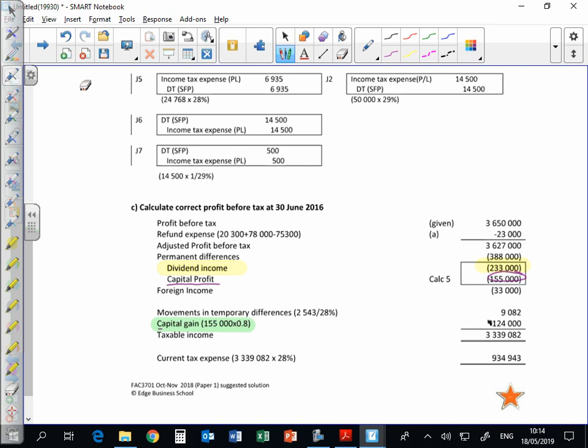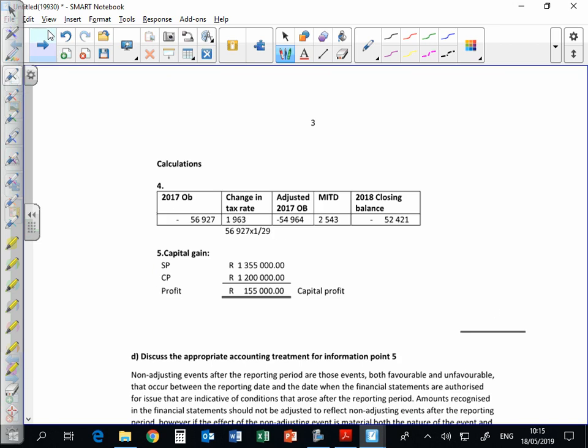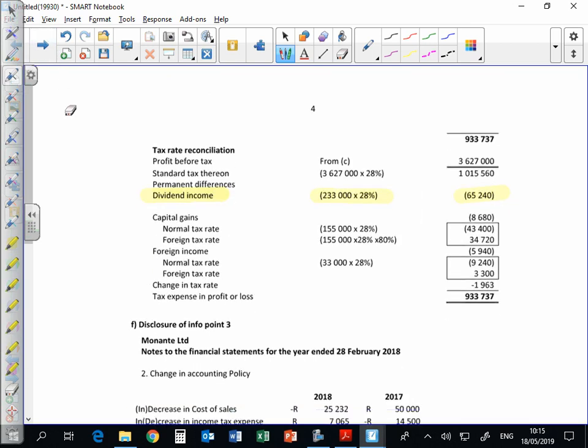Sorry? The 124,000. Point C, yes. Are you sure? Right, are you guys comfortable? Any questions? Right, this will also affect our tax rate recon. So going over to that place, we know that we have capital gains. We know that we're taking it out at the normal rate, so minus 155,000 times 28%, because this is my tax rate recon. That's what we're taking out. What we are actually being taxed on is 155,000 at 80%, because this is a capital profit. So we're adding that back.